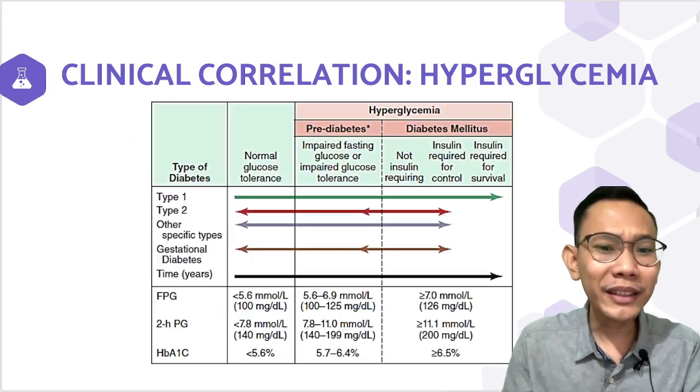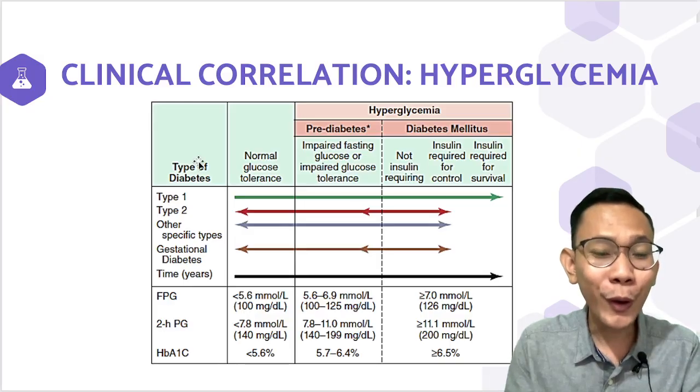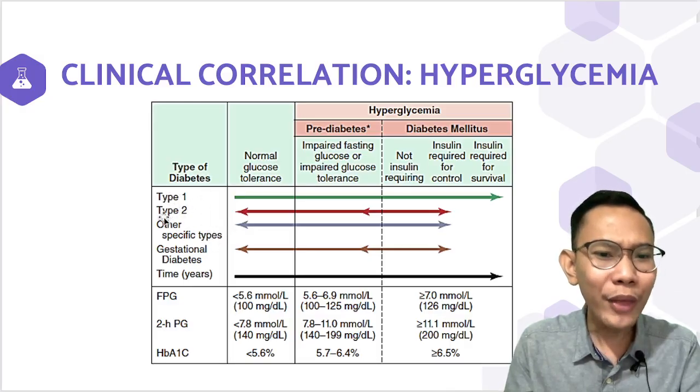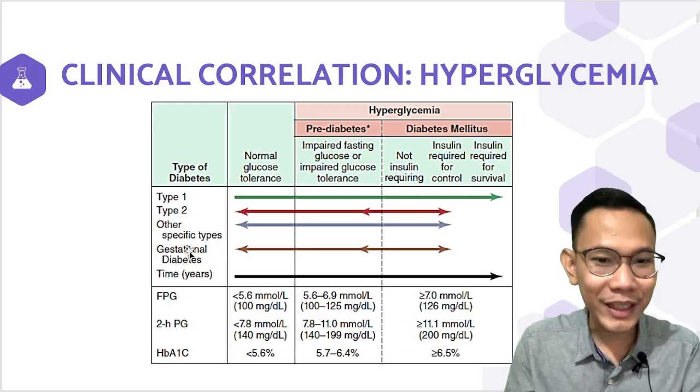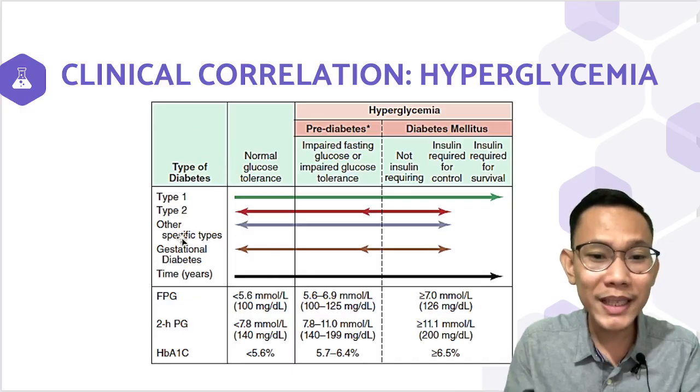So these are the different types. Overview of the common types of diabetes. Meron tayong type 1, meron tayong type 2, meron tayong other specific types. We have your gestational diabetes. So these are the different types of your diabetes: 1, 2, other specific types, and your gestational diabetes.